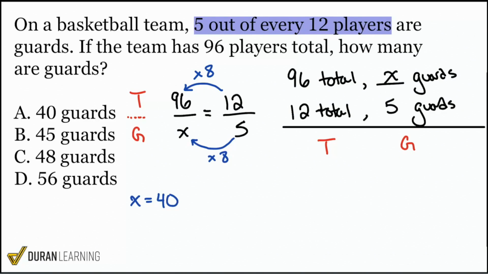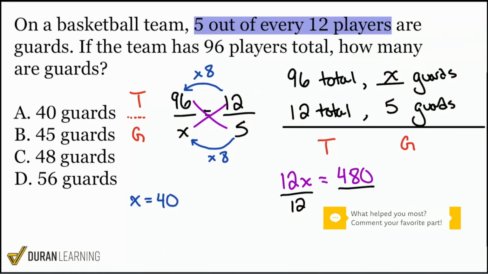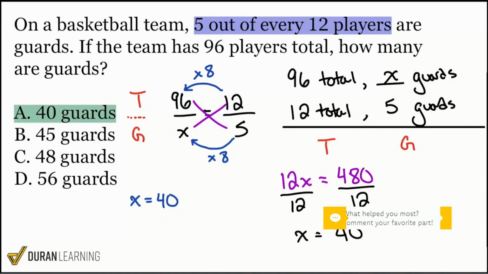Again, we can also choose to cross multiply and divide. If we do that, that's going to be 12 times X, and then we have 96 multiplied by 5, which becomes 480. Then dividing by 12 gives us the same exact answer: X equals 40, which is answer choice A. And there we go. All good with this one here.